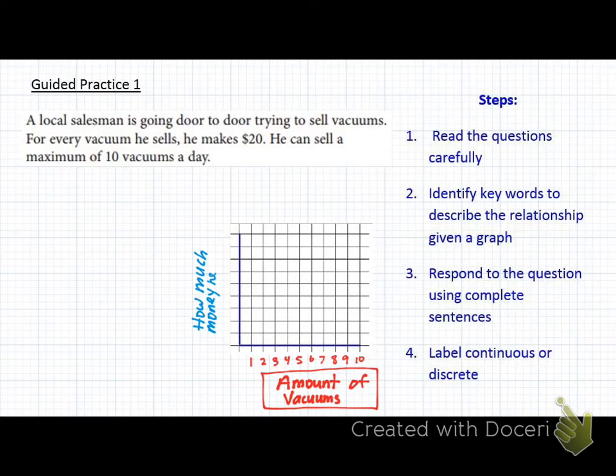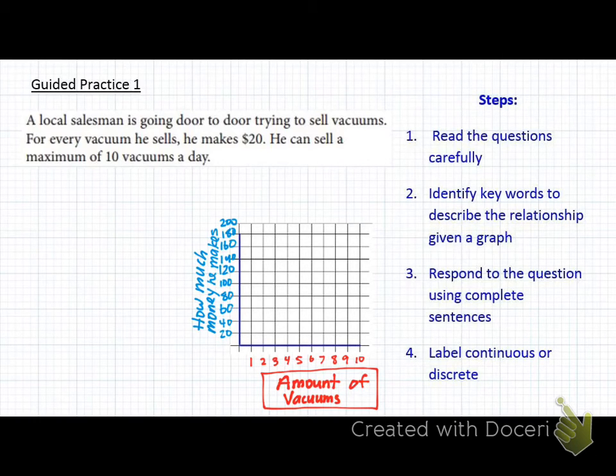Okay, so kids, what do you think? Are we going to go by ones, like $1, $2, $3? What should we go by? 20s, right? Because if he sells one vacuum, how much money does he get? 20 bucks. So let's go by 20. So we got 20, 40, 60, 80, 100, 120. It's like he gets a $20 bill for every vacuum he sells. Okay? Does that make sense?